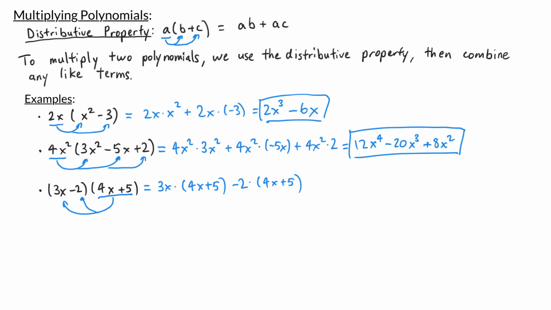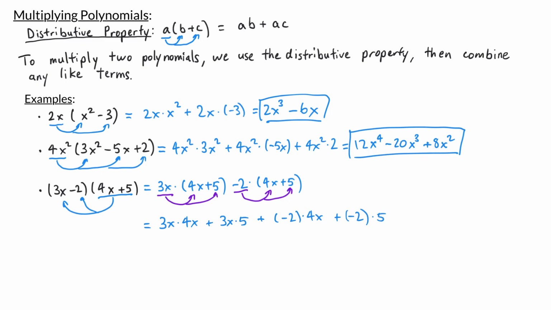To simplify this first group, 3x times 4x plus 5, I'm going to need to use the distributive property again. I'm going to take the 3x and multiply it to the 4x and also to the plus 5. The second group, again, I'll need to use the distributive property. I have the negative 2 here, which I need to distribute to the 4x and also to the plus 5. In our first group, we have 3x times 4x plus 3x times 5. And in our second group, I need to distribute the negative 2, so I'll have plus negative 2 times 4x plus negative 2 times 5.